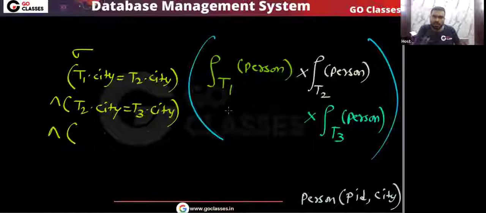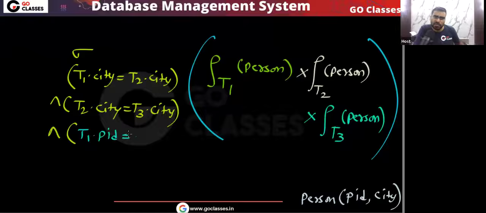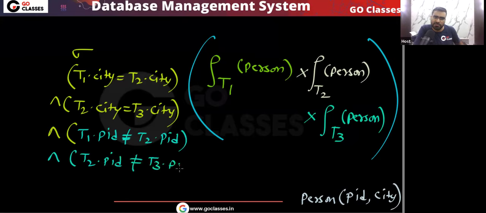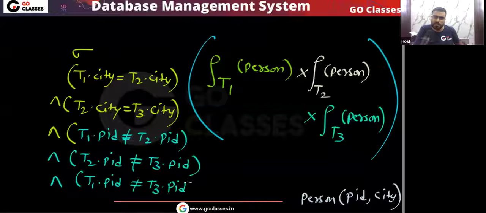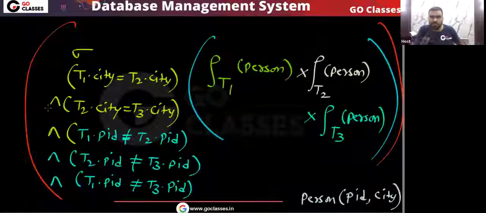And what else should happen? Their city must be the same, but their person must be different. Means T1 dot PID must be different from T2 dot PID, and T2 dot PID must be different from T3 dot PID, and T1 dot PID must be different from T3 dot PID. Okay, very simple. And finally, I will project on this entire thing.